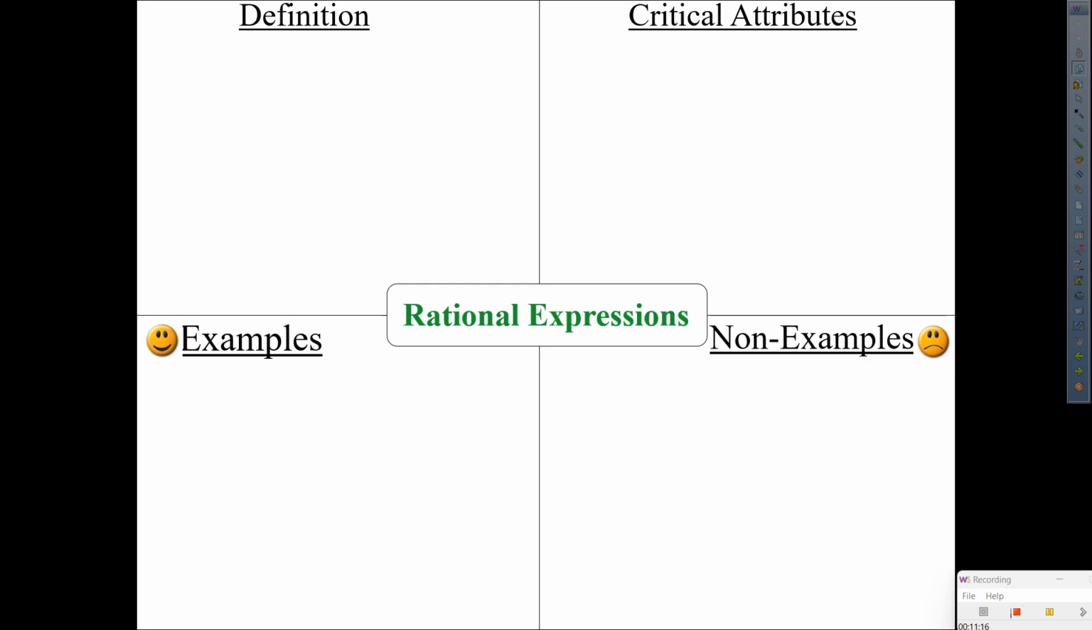Here's one from one of your colleagues on your screen. They wrote, rational expressions are fractions where both the numerator and denominator are polynomials. Pretty good, yeah? All right.